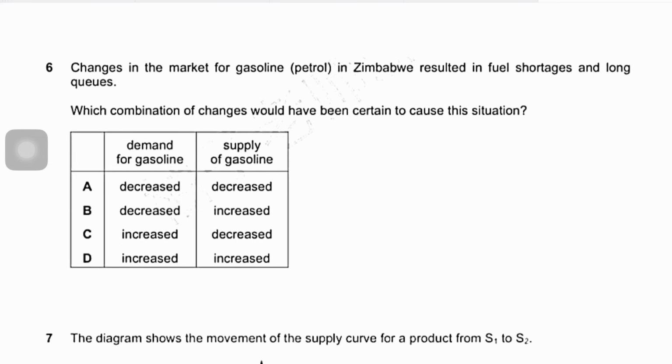And so fuel shortages and long queues would occur when the demand for gasoline exceeds the supply that is available in the market, right? And so if we look at option number C, that is the demand for gasoline is going up while the supply of gasoline is going down, what we see is that this combination is most likely to cause shortages and long queues, because increased demand means more people want to buy gasoline, while decreased supply means there is less gasoline available. And hence, it follows that this mismatch between high demand and low supply leads to shortages and long queues as people compete for the limited available gasoline, right? So that makes C the correct answer.